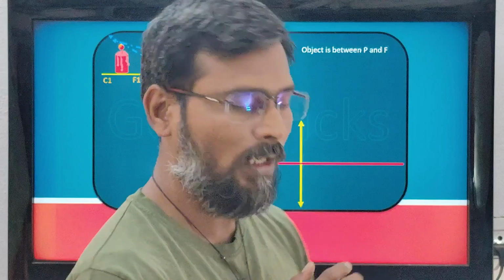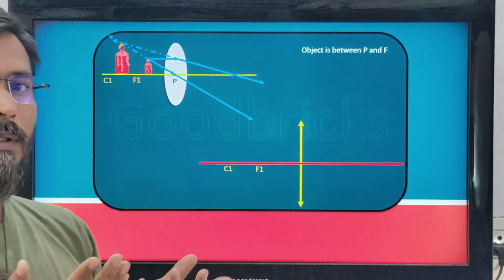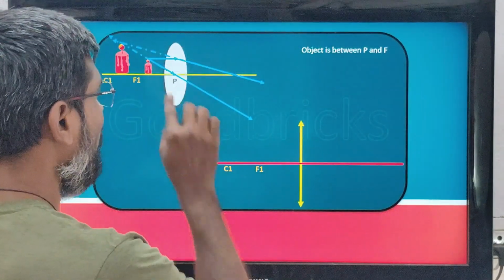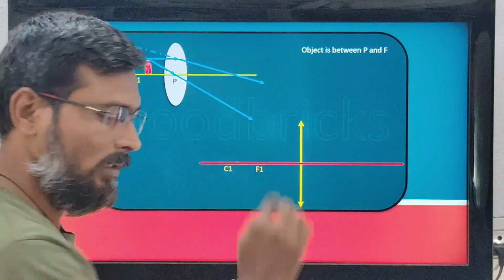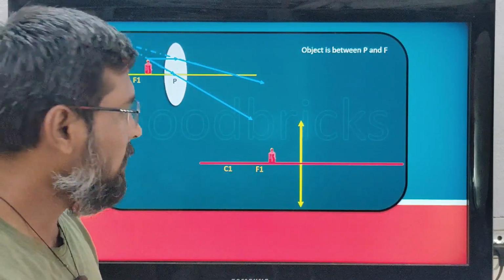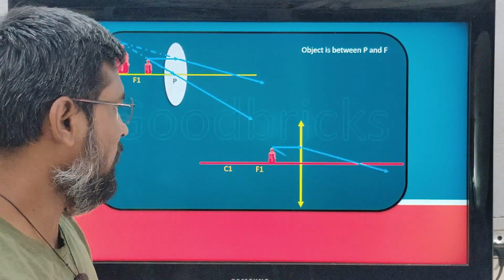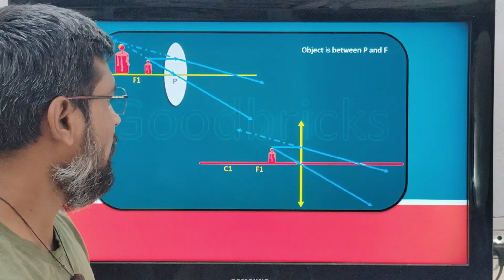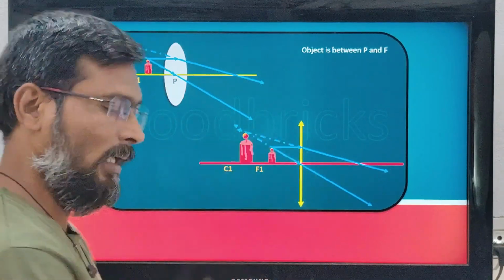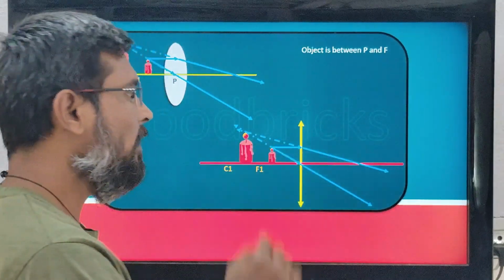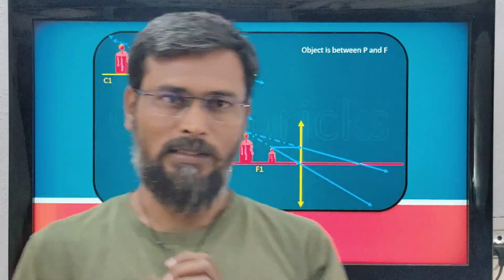Now, if you are a lazy fellow, what will you do? If you are lazy, instead of drawing this lens, you will draw the symbol, and you can draw the same ray diagram as we discussed just now. See here on the screen, this is the ray diagram with the help of the symbol of the convex lens.